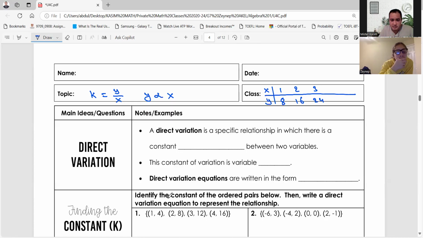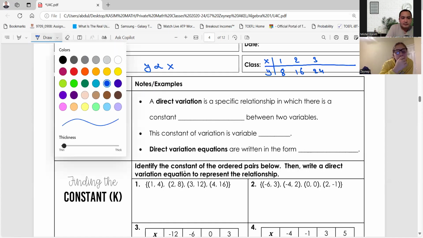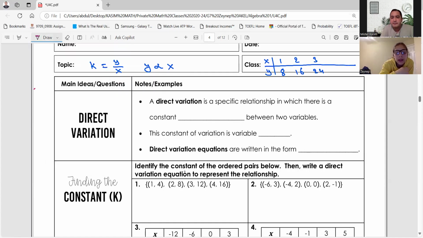Let's see some examples. Can you read this? Start here. A direct variation is a specific relationship in which there is a constant ratio between two variables. What are those variables? We are saying that k is equal to y over x. If the ratio of y to x is constant, then we say that there is a direct variation, or y is directly proportional to x.